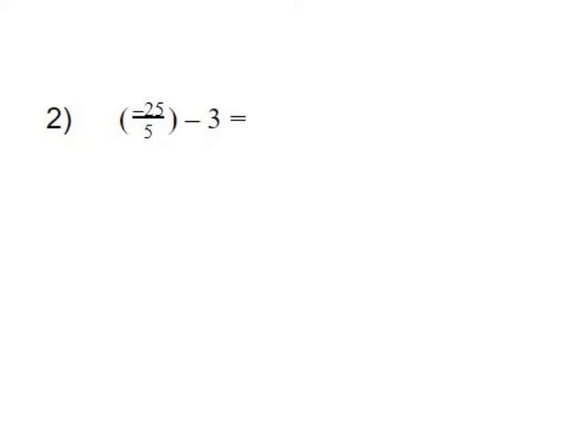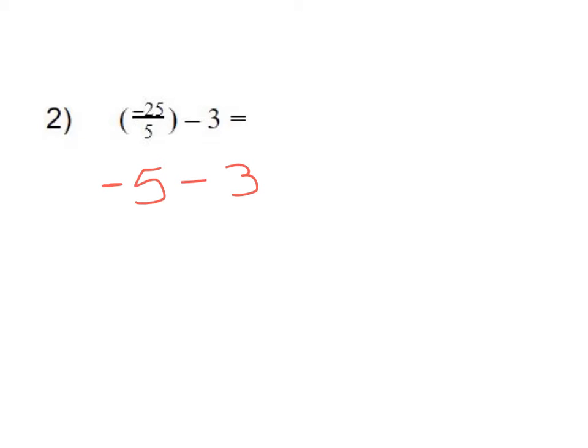So let's go ahead and do that. Negative 25 divided by 5. Okay, the fraction means division. So when you're dividing two integers with different signs, that means you're going to have a negative. So when I divide negative 25 by 5, your answer is going to be negative 5. Then you have a minus 3.